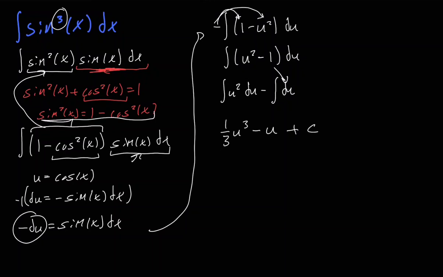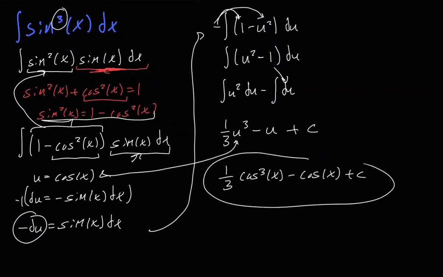So all we got to do here now is just replace our u with what we had set it up earlier with, which is u equal to cosine x. So now all we got to do is just replace our u's. And that right there is our answer.